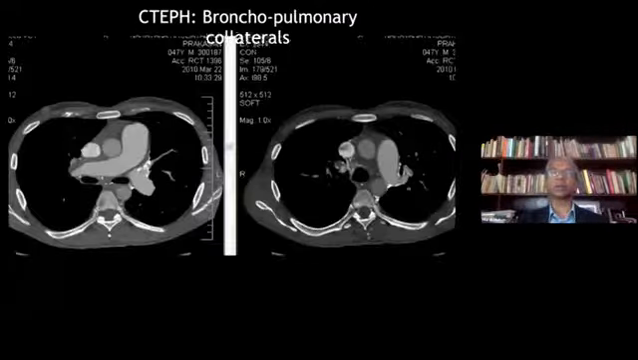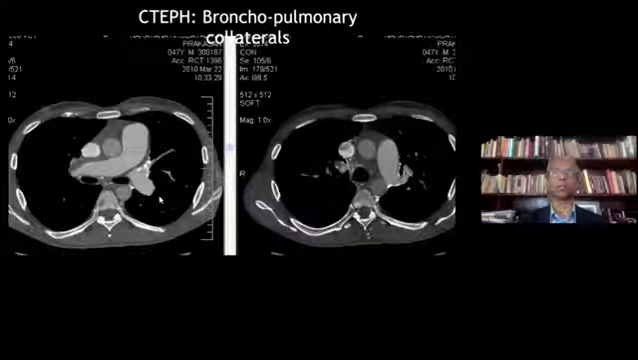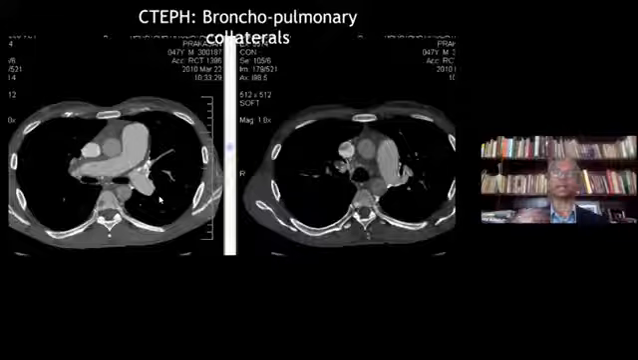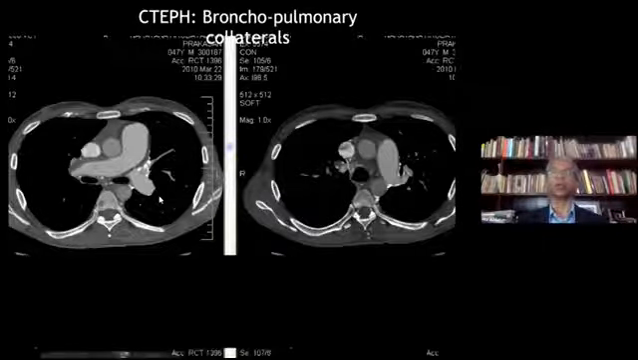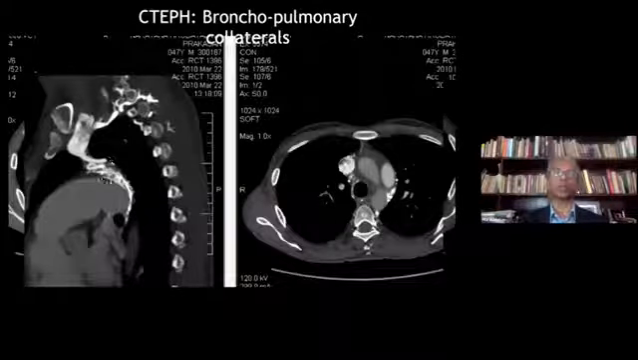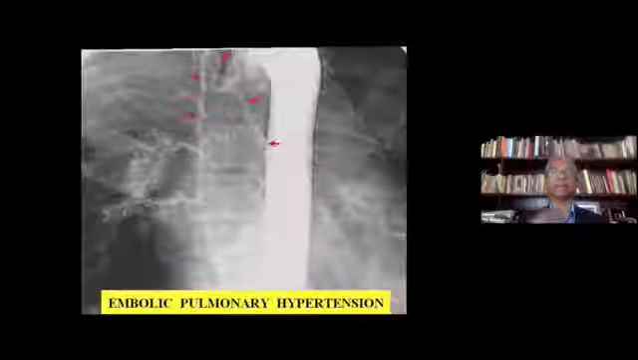And one of the things that often gives us the clue is the presence of chronic bronchopulmonary collaterals between the aorta and the bronchial or pulmonary arteries. These collaterals do not occur for at least 2 weeks. So it tells you that this cannot be an acute PE. This is probably a chronic or an acute on chronic PE. And you can see beautiful examples of these collaterals if you look carefully enough in a late phase.